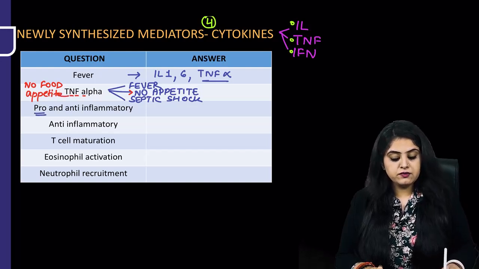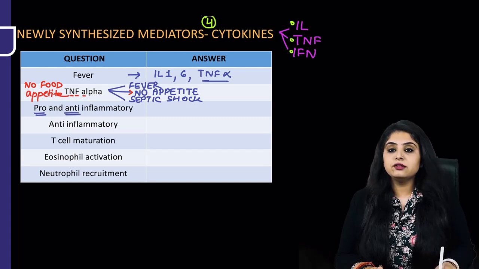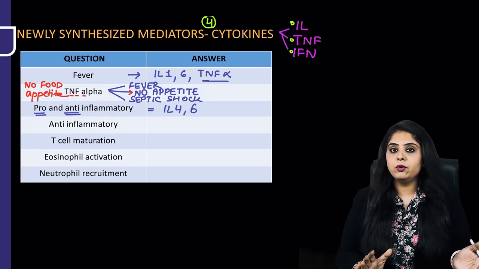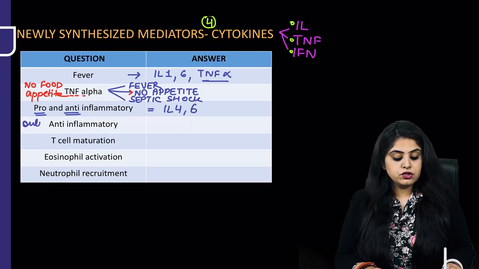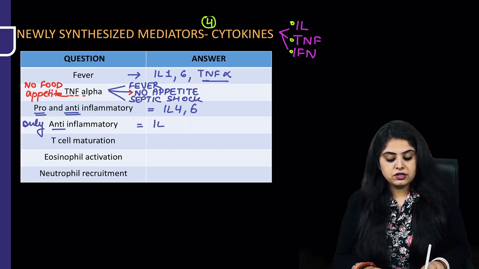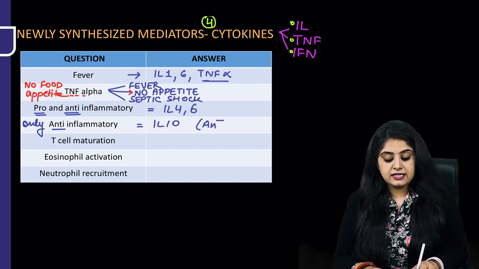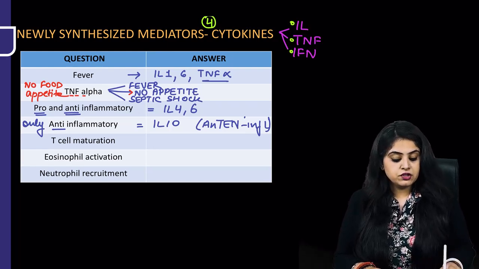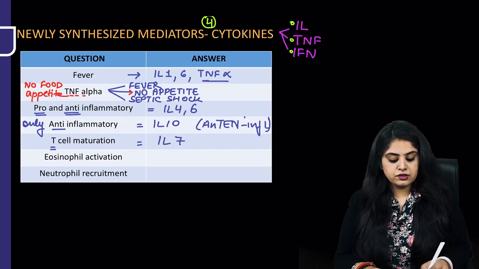Which is the interleukin which can start inflammation also, and it can stop inflammation also? Those are going to be interleukin 4 and 6, which can do both the works. Which is the interleukin which is only anti-inflammatory? That is interleukin 10, and you learn it as AN10 inflammatory, because this is the one that can only stop, or anti-inflammatory action it has. Which is the interleukin for T cell maturation? It is interleukin 7.